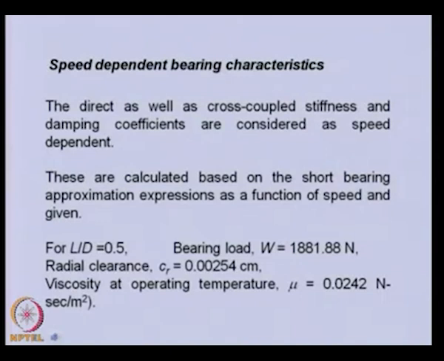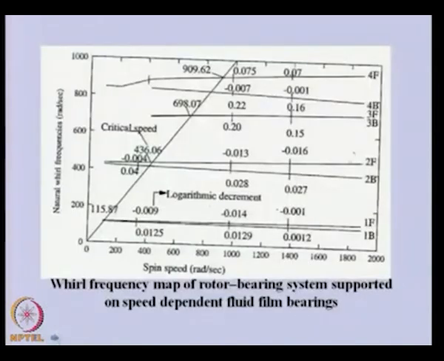Next we will consider the speed dependent bearing characteristics. In this, the direct as well as the cross coupled stiffness and damping coefficients are considered as speed dependent. These are calculated based on the short bearing approximation expression as a function of speed. Here these are the same bearing parameters. Now we are calculating the stiffness and damping parameters as they vary with the speed.